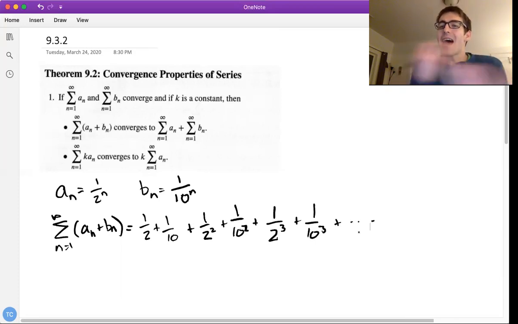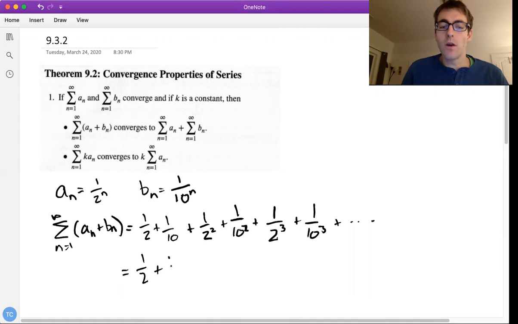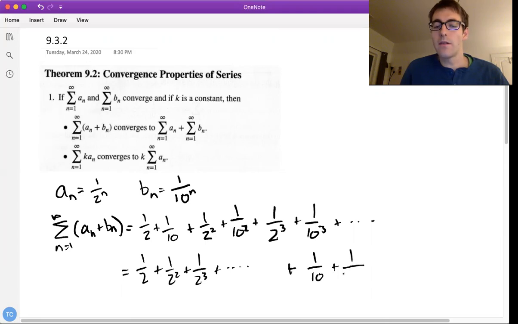Because we're just adding a bunch of things together, we can reorder this. Just because there are infinitely many of them doesn't mean that we're not allowed to shuffle them all. So this thing is the same as 1 over 2 plus 1 over 2 squared plus 1 over 2 cubed, etc., and then also plus 1 over 10 plus 1 over 10 squared plus 1 over 10 cubed, etc.